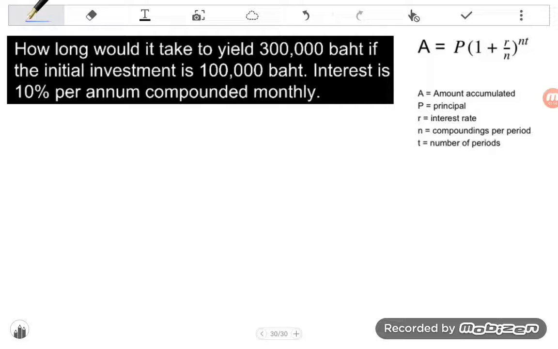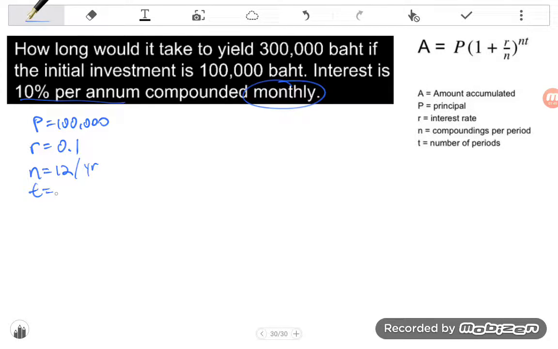Alright, welcome back. So, I hope you have the 100,000 baht as your P, and your interest, which is your R, is going to be 0.1. Don't forget to convert that to decimals. Compounded monthly, so my N is going to be 12. 12 times, here the interest is per year, so 12 times per year, right?